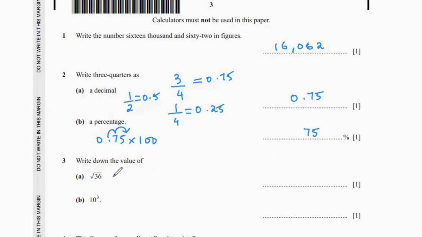Then write down the value of root of 36. That's going to be 6, because 36 is a square number, which we get by multiplying 6 by itself. 10 cubed is 10 times 10 times 10. That's 1,000.